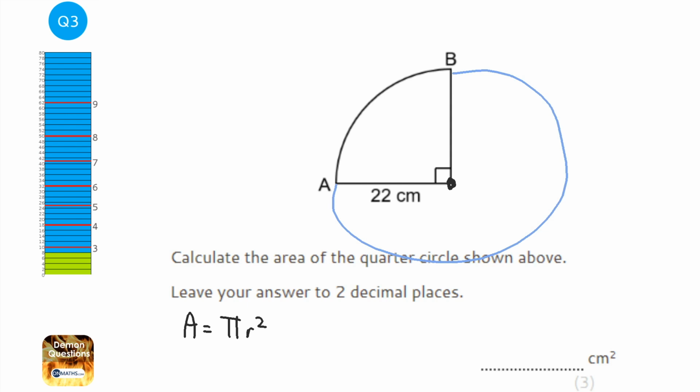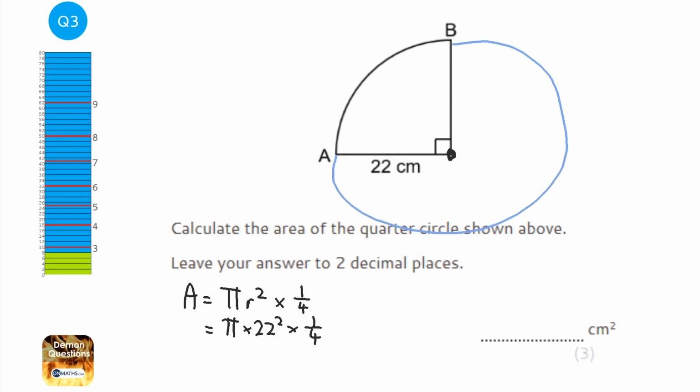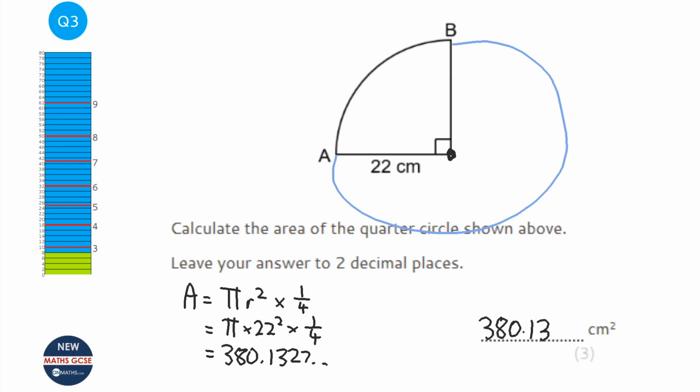So we know what the radius is, and all we do is we times it by the fraction of the circle we have, which is going to be a quarter. So it's going to be pi times r, which is 22 squared, times a quarter. So I'm going to do that on my calculator. Pi times 22 squared, and then you can press equals and then just divide it by 4. That's the same as timesing it by a quarter. And the answer I get is 380.1327 and so on. And so to 2 decimal places, that's going to be 380.13.